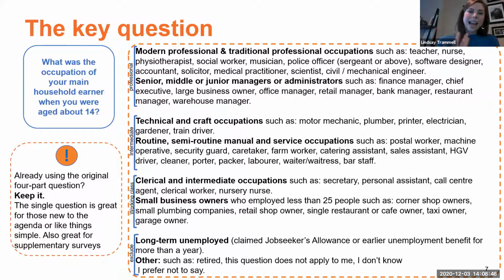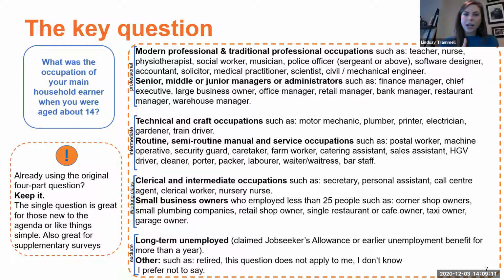So if somebody selects modern professional and traditional professional occupations, you would code that in your systems as professional background. If someone selects technical and craft occupations as their parent's occupational group, you code them as from an intermediate background. So again, it's a one-stop shop, highly simple, use the exact wording we have here.